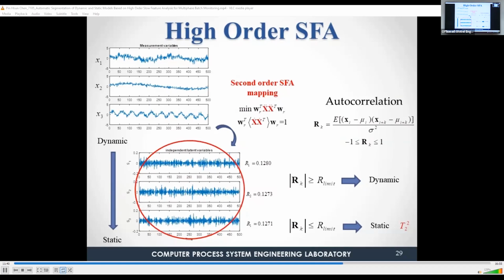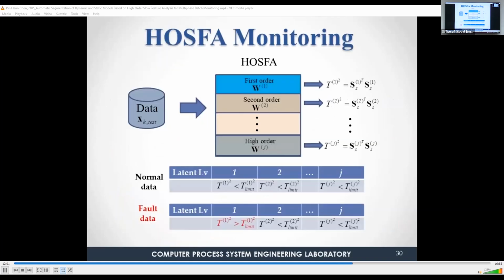Then continue to use the second-order SFA until the autocorrelation of all variables in the latent space approaches zero. Then these variables can be attributed to the T2, and we stop continuing with high-order SFA. In high-order SFA, it is assumed that the data can be cut into J orders. Then there will be J control limits, and normal data requires all T2s to belong to the control limit. It is not normal if one of the orders' T2 is out of the limit.